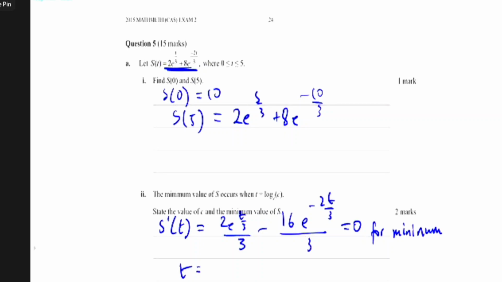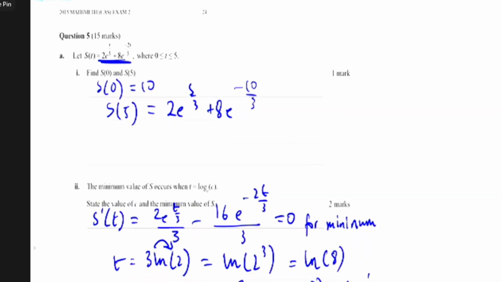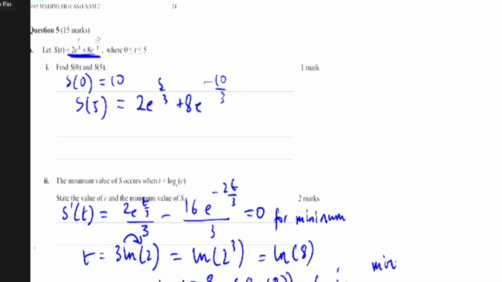T is equal to 3 ln 2 when you solve this on the CAS. And you can absorb the 3 inside to 2 ln to the power 3. So that's ln 8. So that means c is equal to 8 and S of ln 8 is equal to 6. So therefore the minimum value is 6.